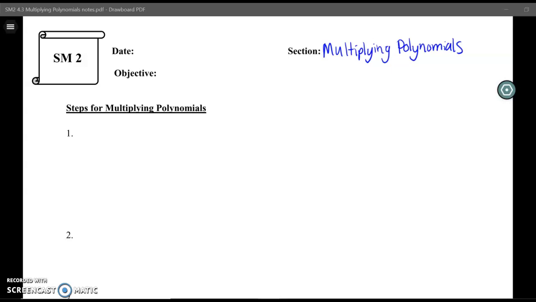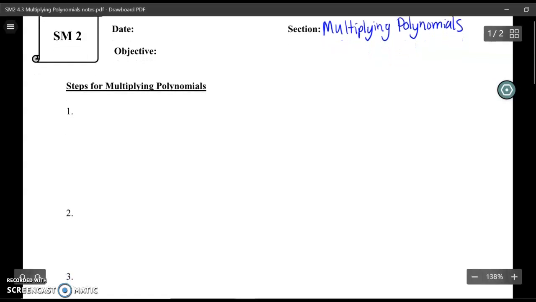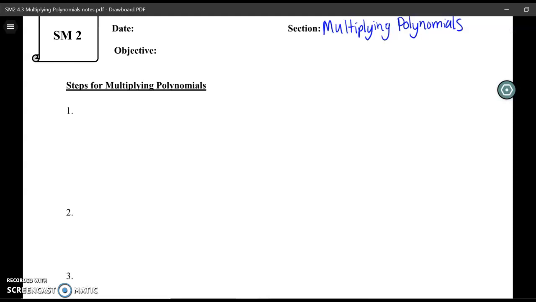Okay guys, today we're going to talk about multiplying polynomials. So last time we talked about adding and subtracting. Now it's time to move on to the next operation, which is multiplying. So we're going to start by just jumping into talking about the steps for multiplying polynomials, and then we're going to do a bunch of examples together.